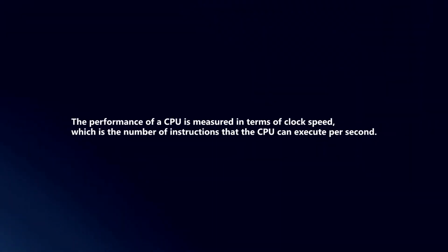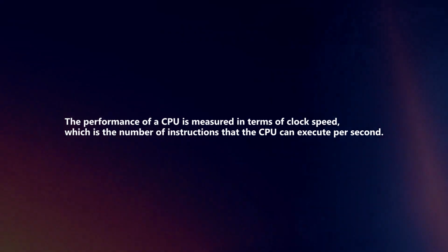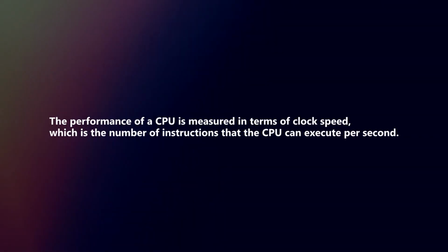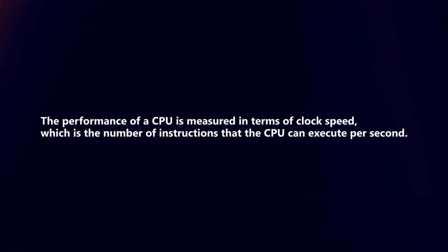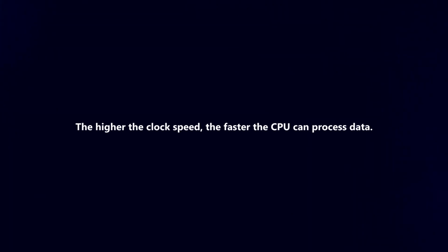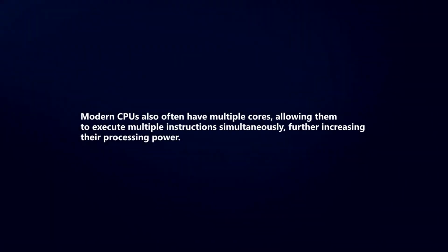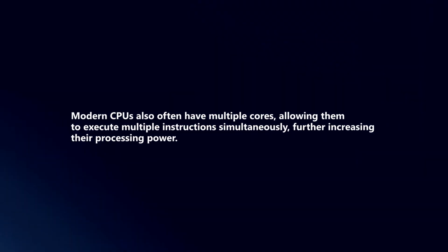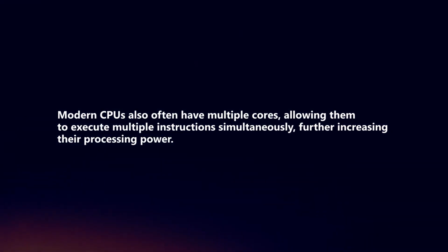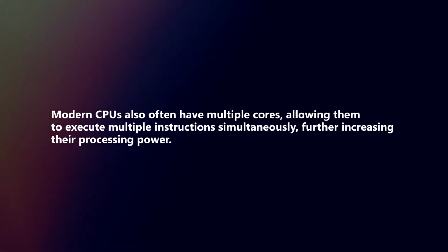The performance of a CPU is measured in terms of clock speed, which is the number of instructions that the CPU can execute per second. The higher the clock speed, the faster the CPU can process data. Modern CPUs also often have multiple cores, allowing them to execute multiple instructions simultaneously, further increasing their processing power.